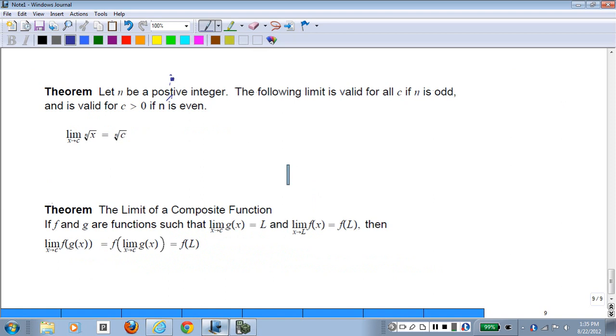Positive integer. The following limit is valid for all c if n is odd: the limit of the nth root of x is equal to the nth root of c.